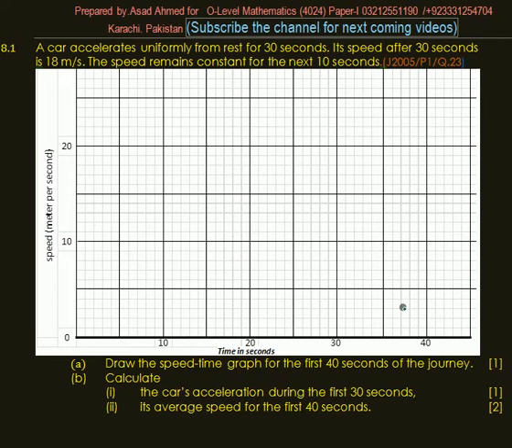Now we have to draw the graph for the 40 seconds, and the breakup is that the car accelerates uniformly from rest for 30 seconds. So 30 seconds is here, and the speed is 18 meters per second. So 30 seconds and 18 is here, and it starts uniformly, meaning it starts from rest, from 0, and uniformly means a straight line we have to draw.